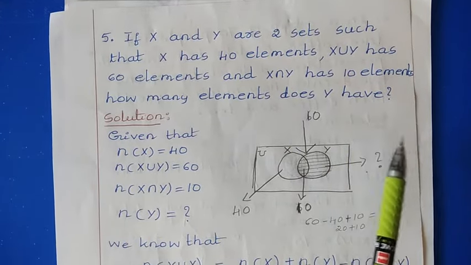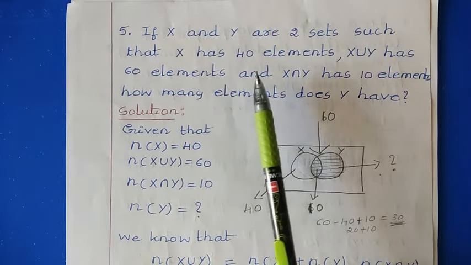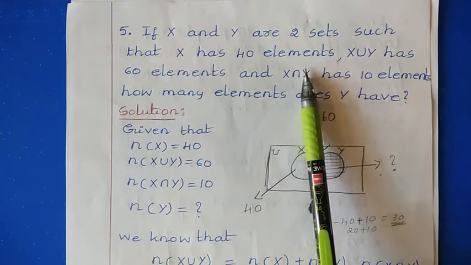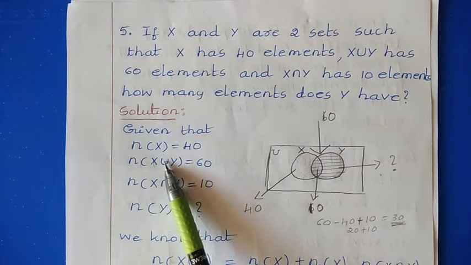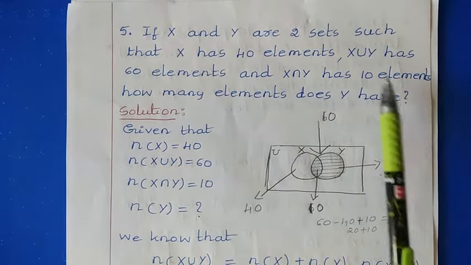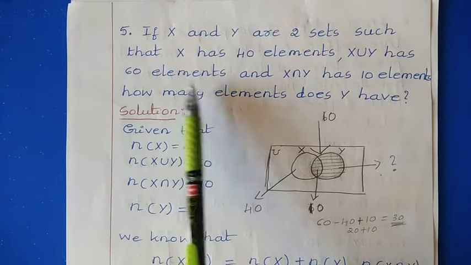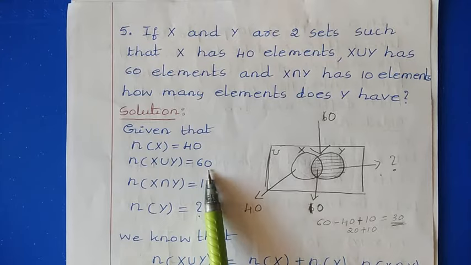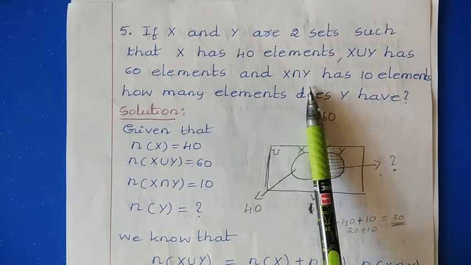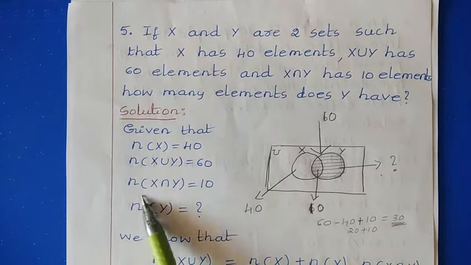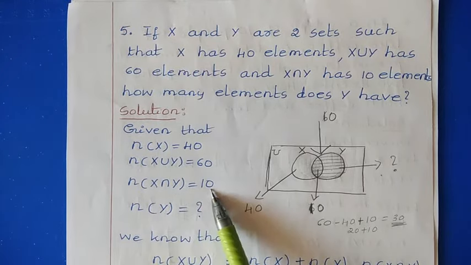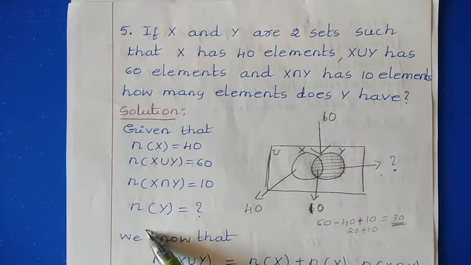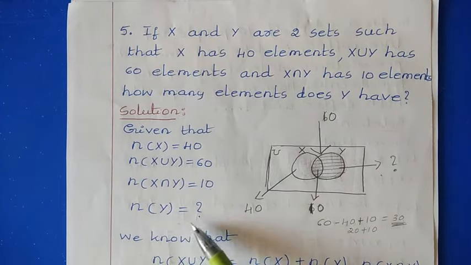In this case, they have given us two sets X and Y and they have given that X has 40 elements. So we can write n of X equal to 40. X union Y has 60 elements. That means n of X union Y is equal to 60. X intersection Y has 10 elements. So n of X intersection Y is equal to 10. How many elements does Y have means we have to calculate here n of Y.